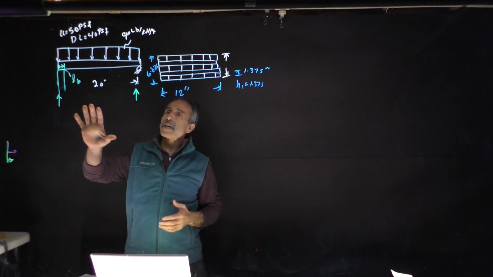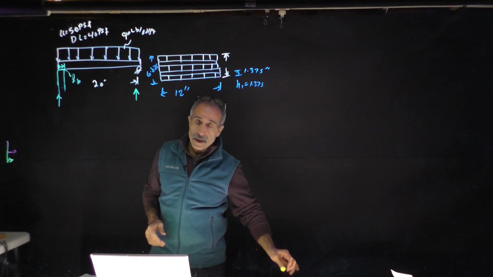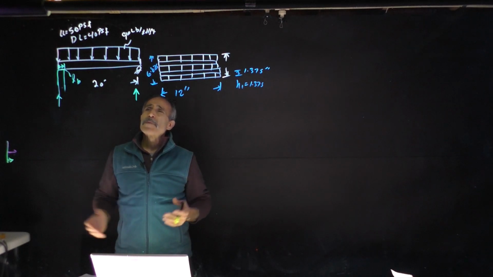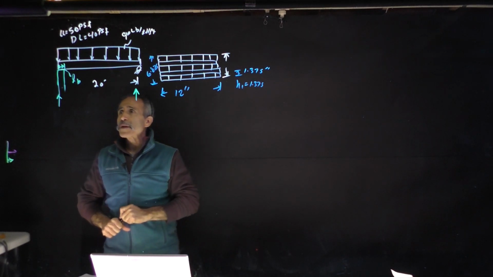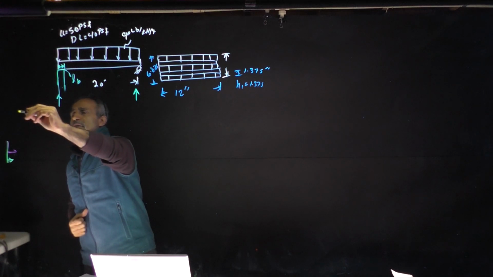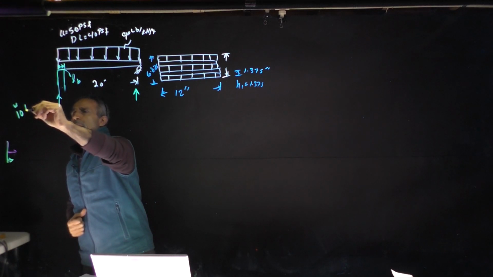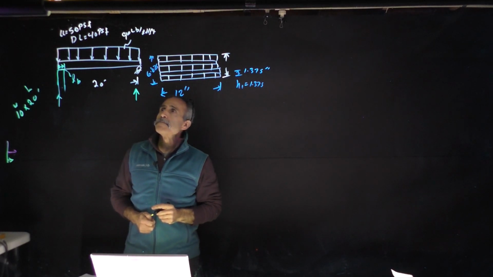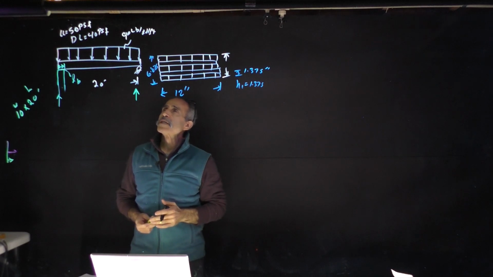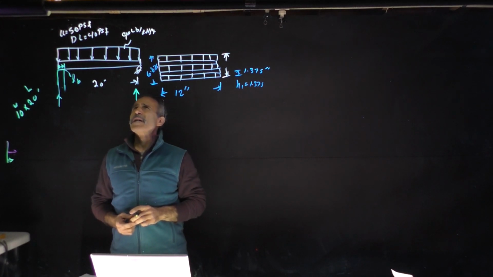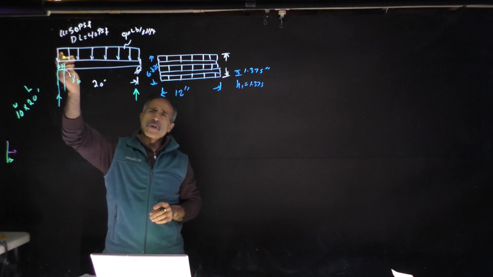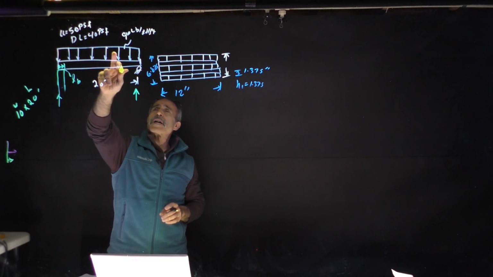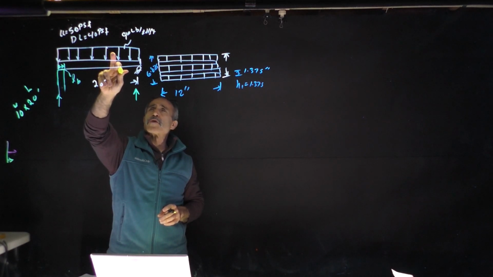Let's design a floor panel here. Say we have a panel about 20 feet long and 8 or 10 feet wide. Let's make it 10 feet wide by 20 feet long. For the load, we're going to have 50 pounds per square foot of live load, like an office building, and a dead load of 40 pounds per square foot, making a total load of 90 pounds per square foot.